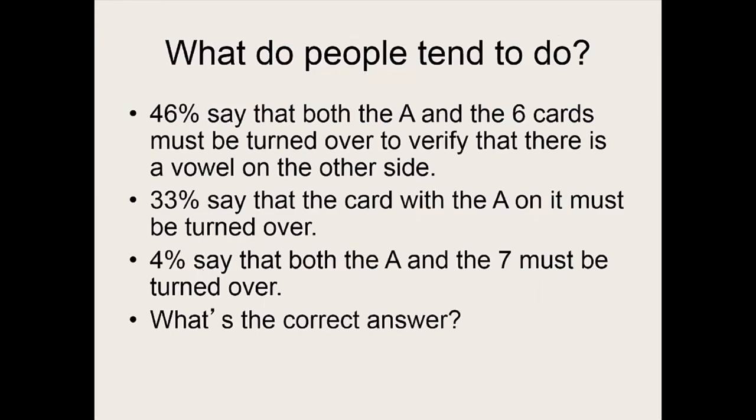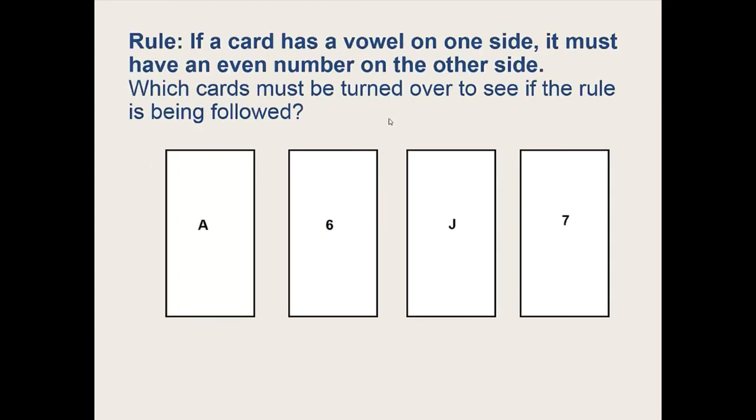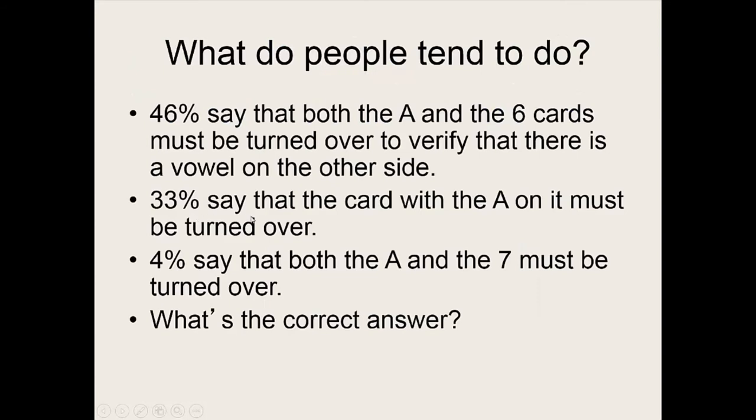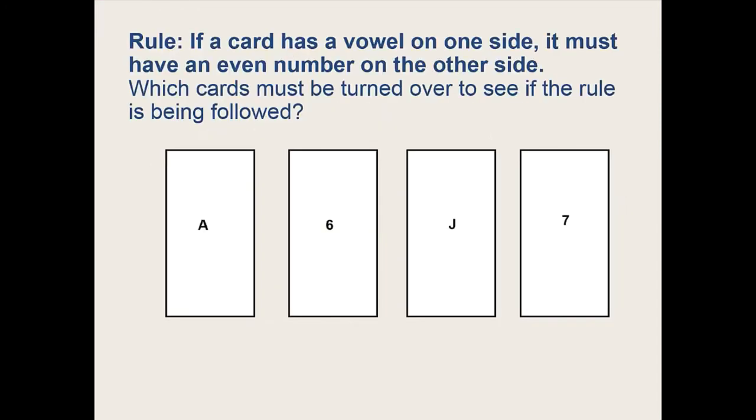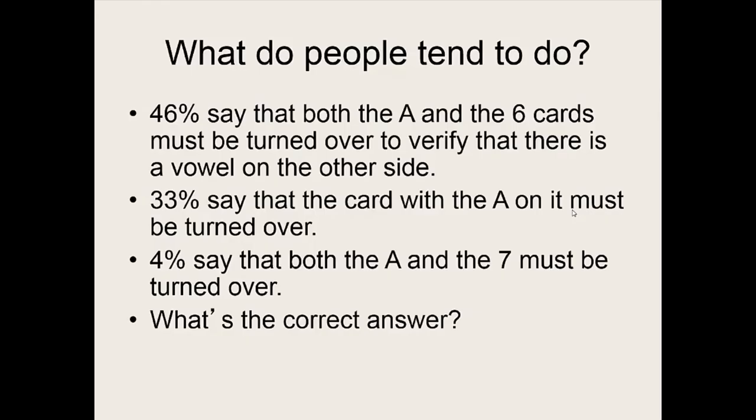So 46% say that both the A and the 6 cards must be turned over. So let me go back and take a look at those. So 46% of participants say that these 2 cards need to be checked. 33% say that just the A card has to be checked. And 4% say that both the A and the 7 must be checked. So let's take a look here, A and 7. So this problem can be challenging for people.